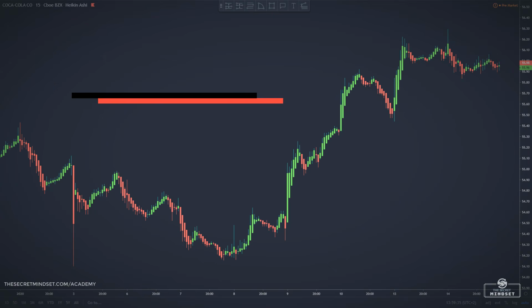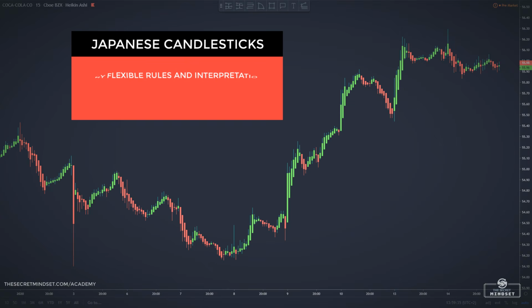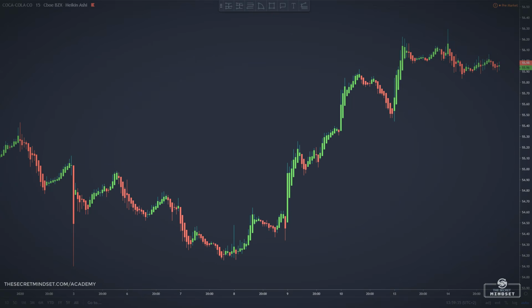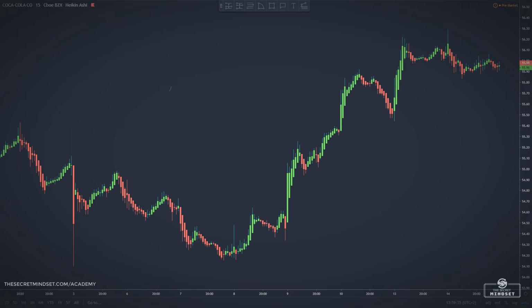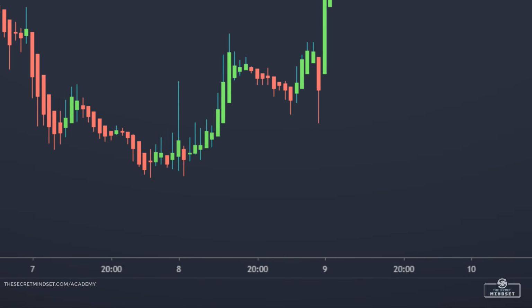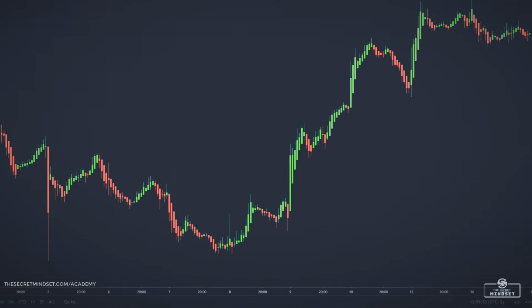Japanese candlestick patterns have very flexible rules and interpretations in the context. Everyone translates them more or less in a subjective manner. My personal interpretations may be different from yours. These facts lead to the reality that candlestick patterns are subjective, artistic, and challenging, so traders need a more objective, quantifiable tool. And that tool is the Heiken Ashi.